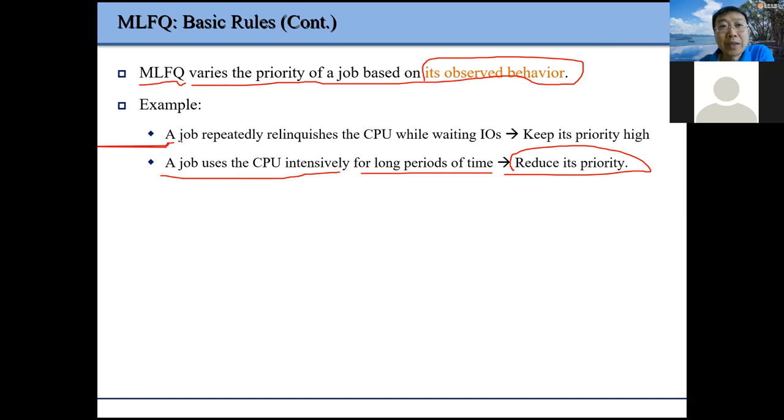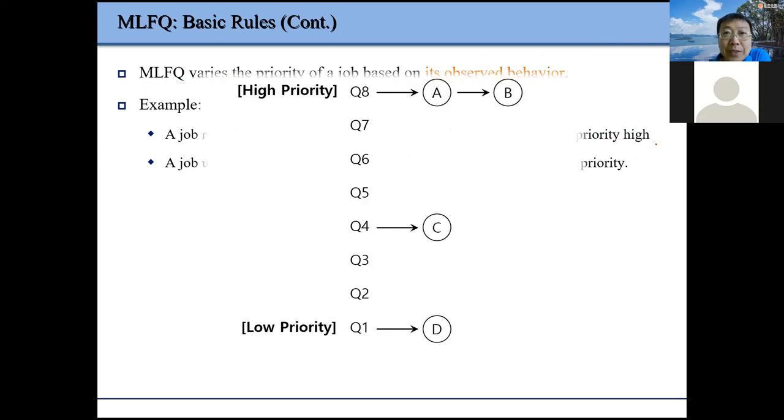Another one is interactive jobs. This kind of job repeatedly gives up the CPU when waiting for I/O. Generally speaking, this may be our keyboard, where you want to input words. For those jobs, responsiveness is very important. So because you use only a little bit of time and then give up the CPU for I/O, we can keep your priority. So that's the general rule.